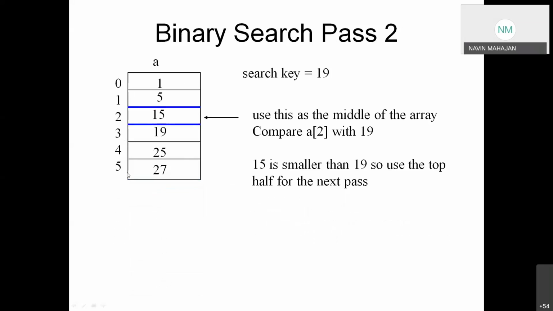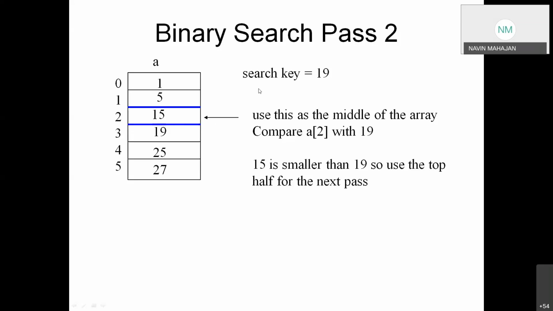Now what is the mid here? Mid is always begin plus end divided by 2. That becomes 0 plus 5, which is 5. Now 5 divided by 2 is how much? It is integer division. So 5 divided by 2 will become 2. So A of 2, 2 will be mid. Now what is the search key? 19. Now use this as the middle of the array. You will compare the search key 19 with A of 2, which is 15.